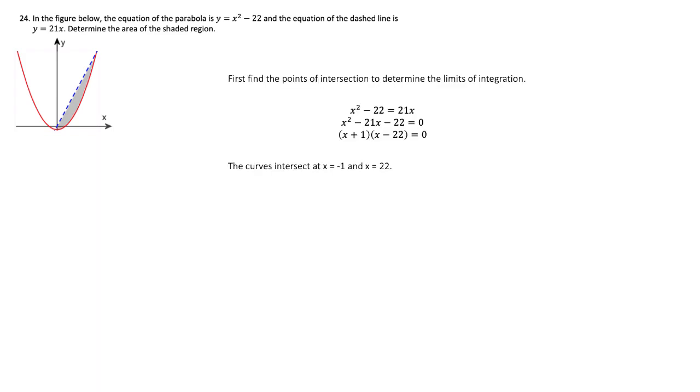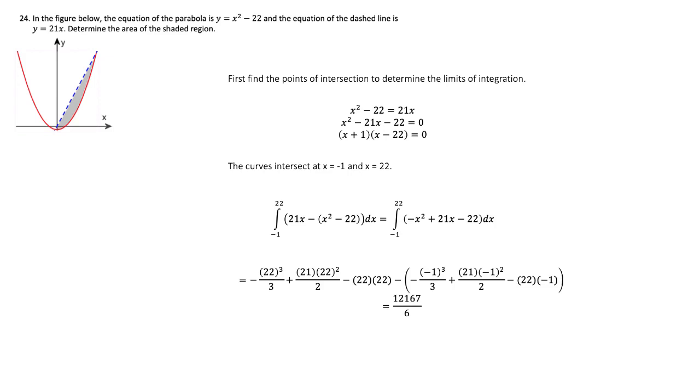First, we have to find the points of intersection to determine our limits of integration. We simply do this by setting them equal to each other. Because it's a quadratic, we set that equal to 0 and factor. Our two limits of integration are negative 1 and 22. Because the line lies above the parabola, we'll take 21x minus the equation for the parabola.